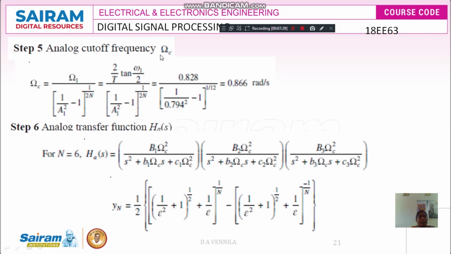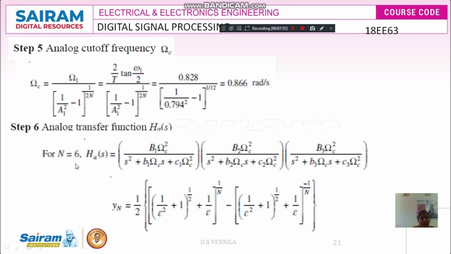Next, you need to calculate the cutoff frequency. To find the cutoff frequency, you can use either omega 1, that is the pass band cutoff frequency, or the stop band cutoff frequency. If you are using the pass band cutoff frequency, then the gain also should be the pass band gain. So using that formula, we are going to find the cutoff frequency. The cutoff frequency will be equal to 0.866 radians per second. Next, you need to calculate the analog transfer function.